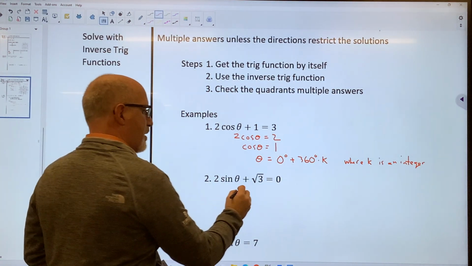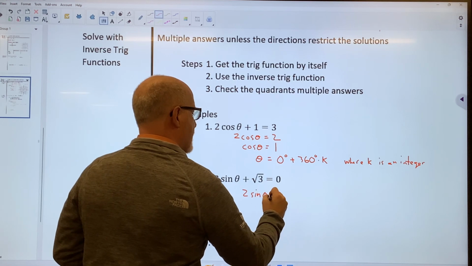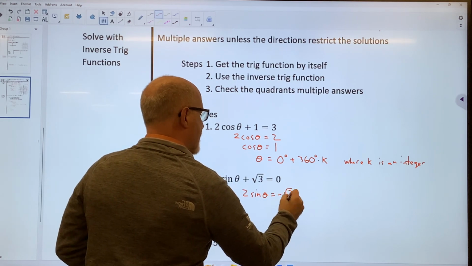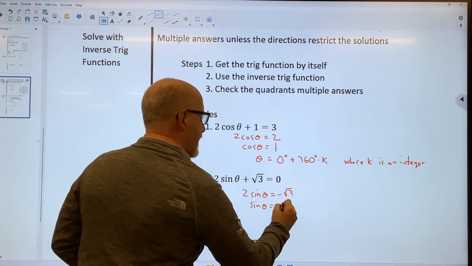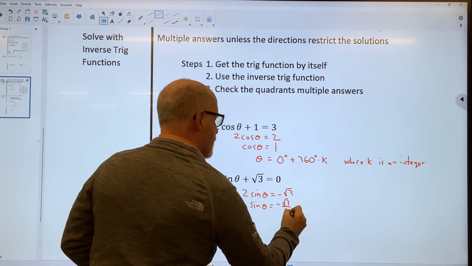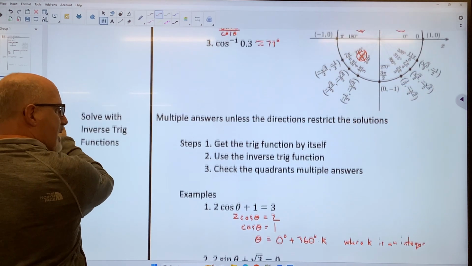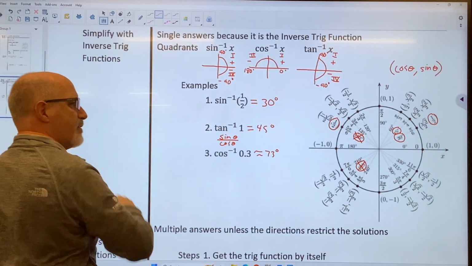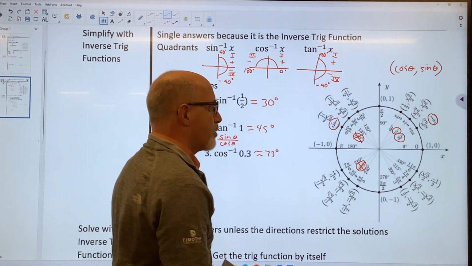Let's do the next one here. Let's subtract square root of 3 from both sides, and then divide by 2. Sine theta is equal to negative square root of 3 over 2. Let's look back at our unit circle to see when sine equals negative square root of 3 over 2. And I'll go ahead and circle these in green.